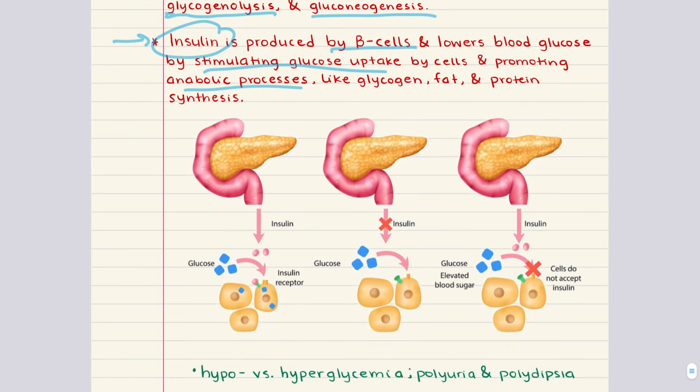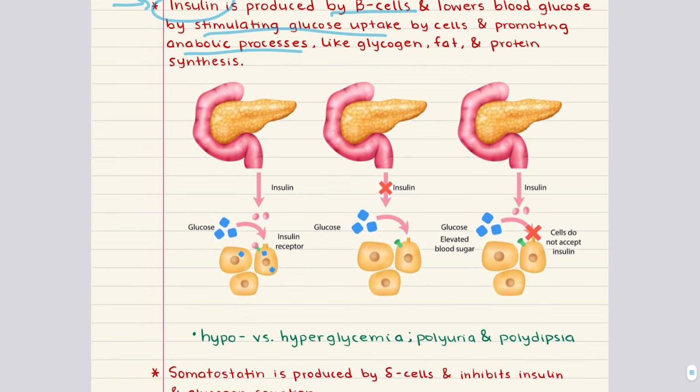To make more sense of that, let's look at this figure and break it down. Now, under normal conditions after you eat, rising glucose levels are going to trigger the beta cells in your pancreas to release insulin.